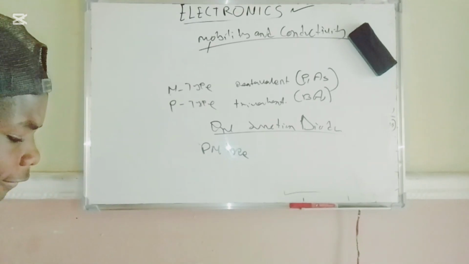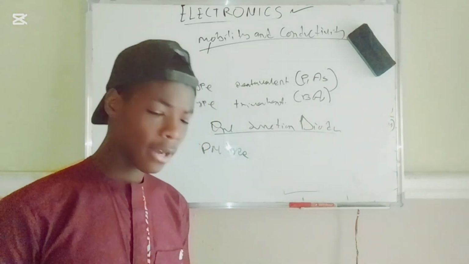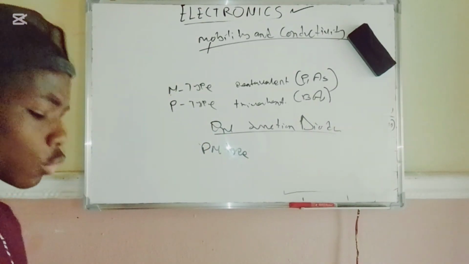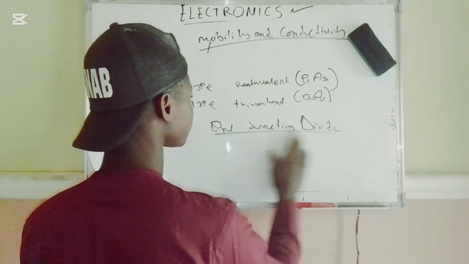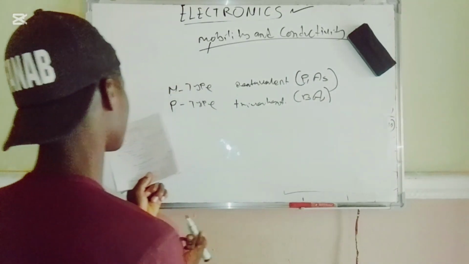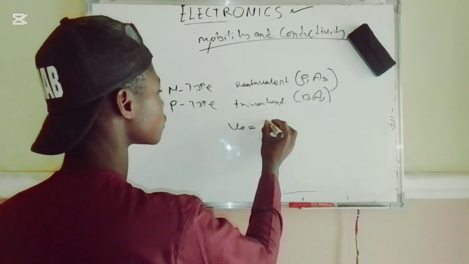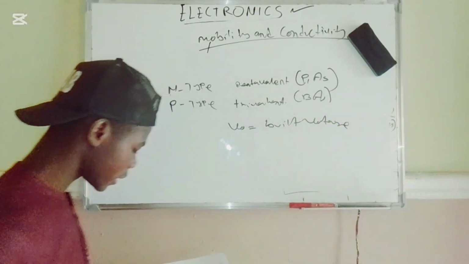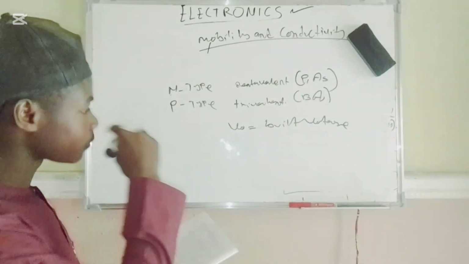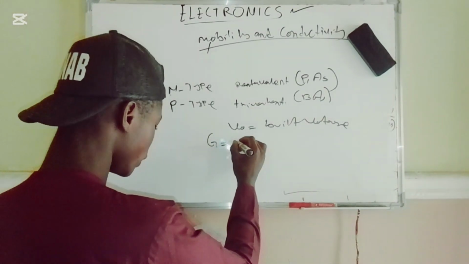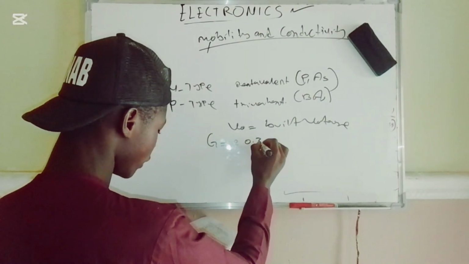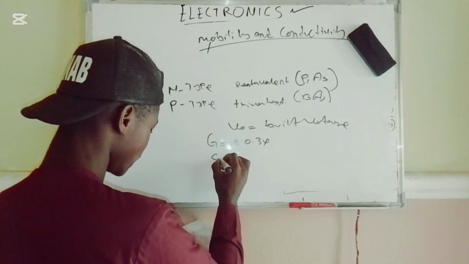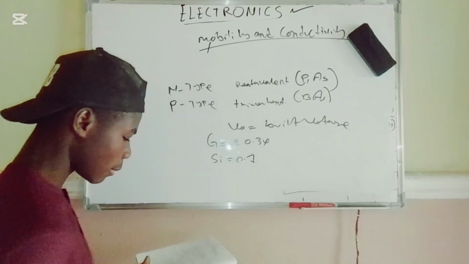So there is what we call the variable potential, which is known as the diffused voltage, V0. This is the diffused voltage. So we know that for germanium it is 0.3, and for silicon it is 0.7.